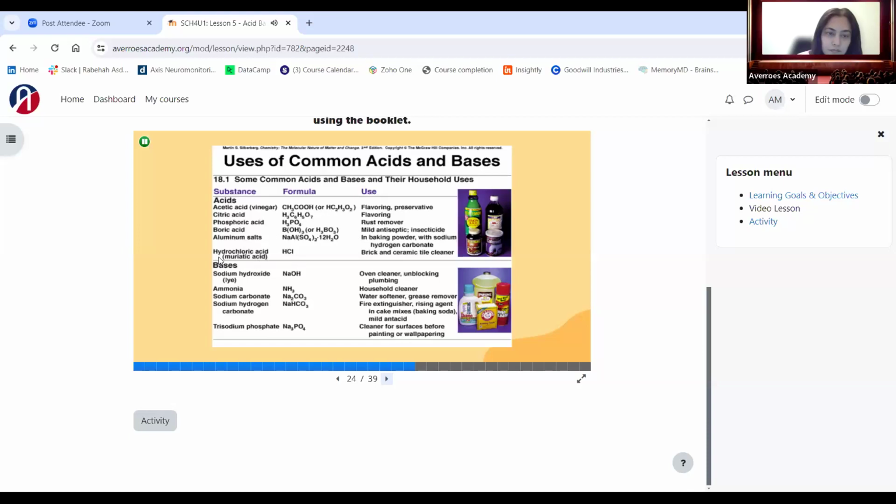In contrast, our bases like sodium hydroxide is used in our oven cleaning or plumbing. Ammonia is a common household cleaner. And trisodium phosphate is a cleaner for surfaces before painting or wallpapering. Sodium hydrogen carbonate is used in fire extinguishers. It's also a rising agent in cake mixes like baking soda.